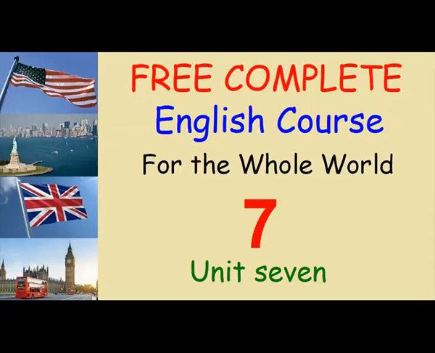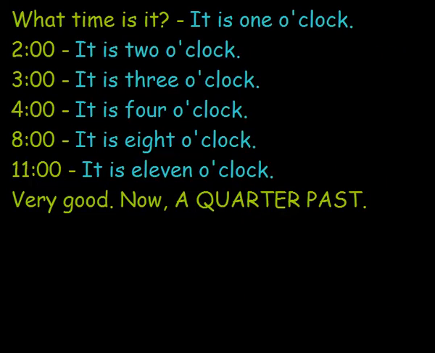Unit 7. What time is it? What time is it? It is 1 o'clock. 2 o'clock. It is 2 o'clock. 3 o'clock. It is 3 o'clock. 4 o'clock. It is 4 o'clock. 8 o'clock. It is 8 o'clock. 11 o'clock. It is 11 o'clock.